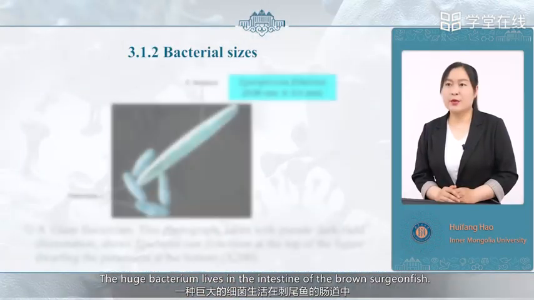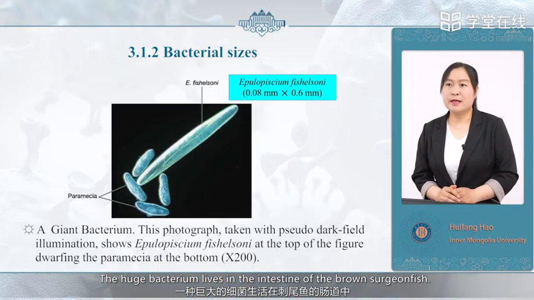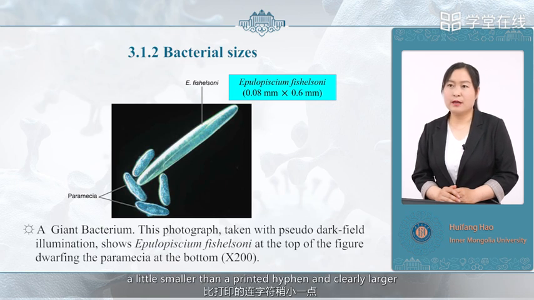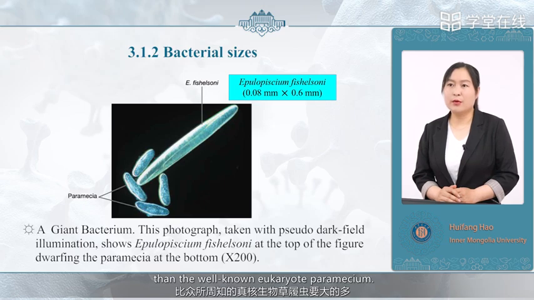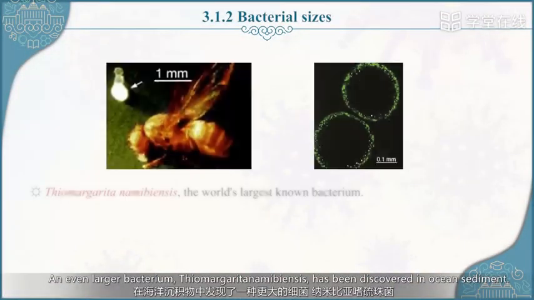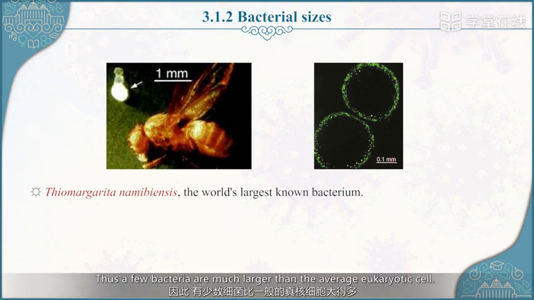Epulopiscium lives in the intestine of the brown surgeonfish. This bacterium grows as large as 600 by 80 microns, a little smaller than a printed hyphen, and clearly larger than the well-known eukaryote Paramecium. An even larger bacterium, Thiomargarita namibiensis, has been discovered in ocean sediments. Thus, a few bacteria are much larger than the average eukaryotic cell.